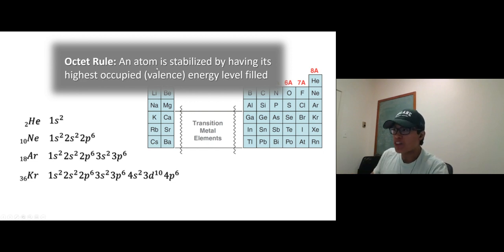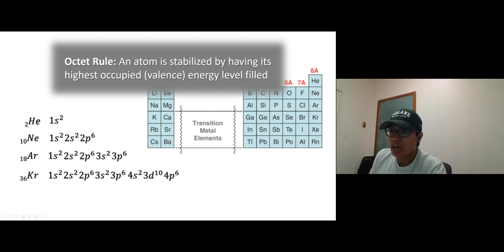Take a look. An atom becomes stable by having its highest occupied energy level, which is the valence level, filled. When the valence shell is filled, that's when an atom becomes stable. And I'll explain the rest later. Let's take a look at this first.